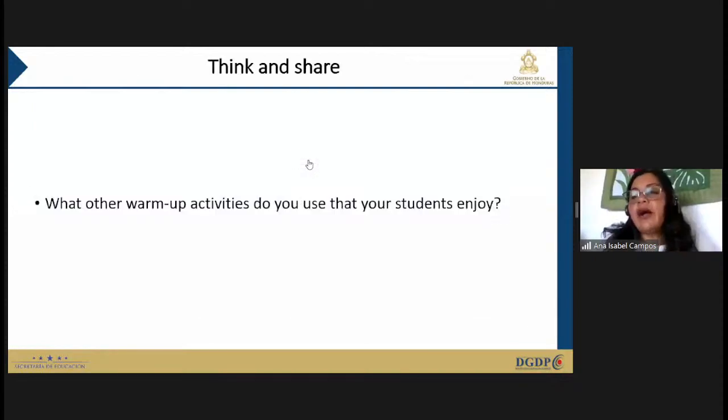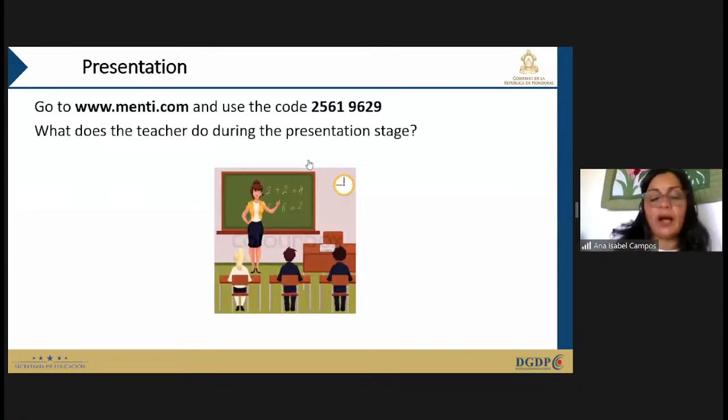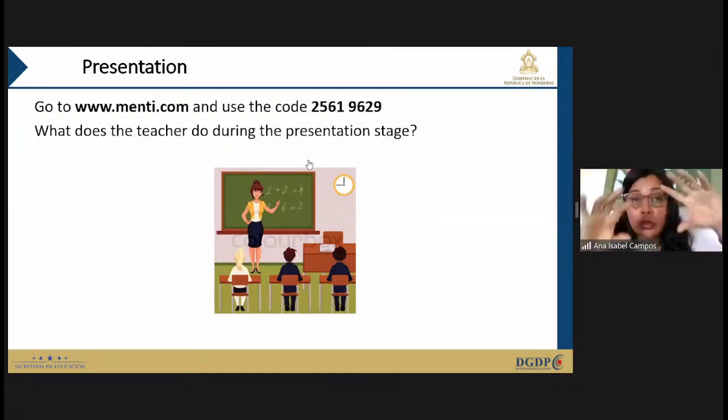All right, there are other warm-up activities that we can do, and I think you already posted some of them on the chat. Now, presentation. I remember that I told you that we follow a sequencing when we are teaching to make people speak the language. So we need, after we activate their minds with English and make them speak.